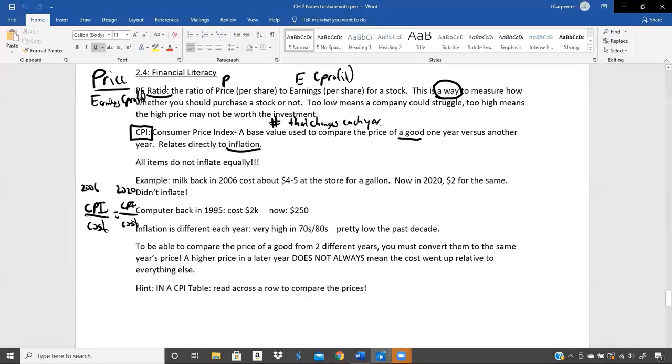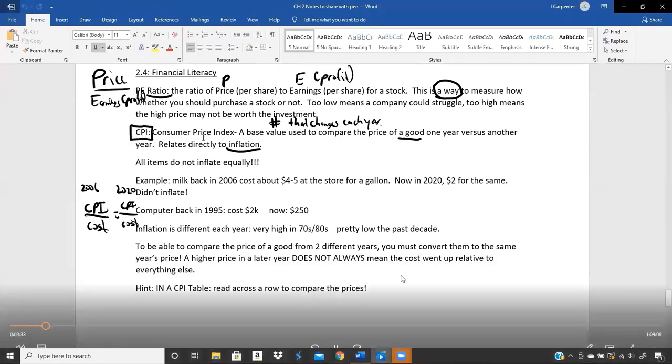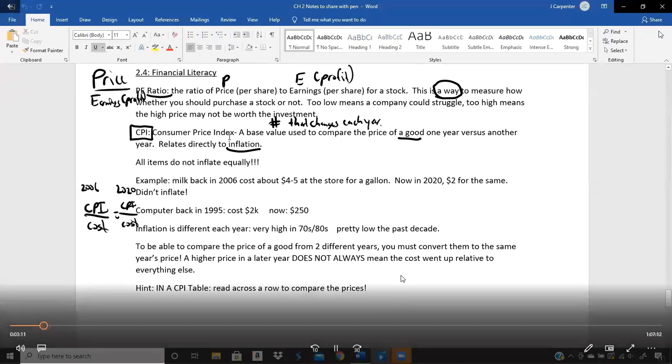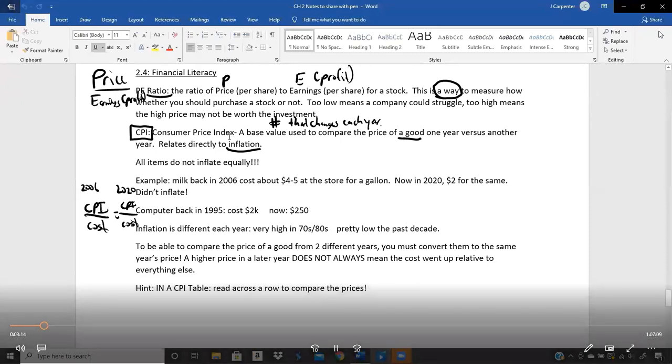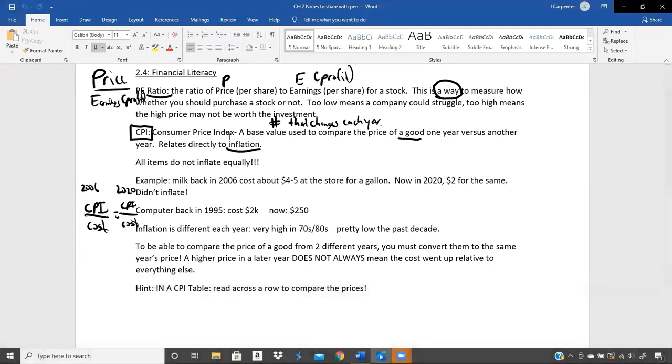So we talked about all the PE ratio stuff. We decently touched on what CPI is. It's a number that gives us a way of comparing the cost of something one year versus the cost of something another year. The CPI considers all goods available to the whole world, not just a gallon of milk or a computer chip or an Apple Watch. When you talk about one specific item, they usually don't scale exactly to what we call inflation. They may go up a little more, they may go up a little less.